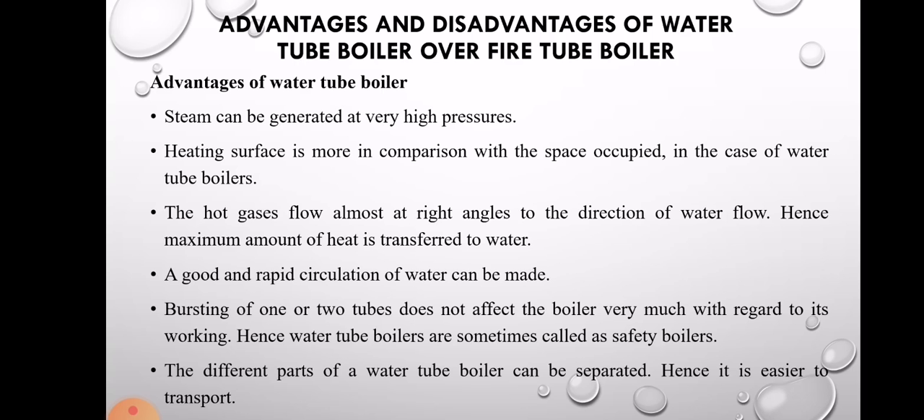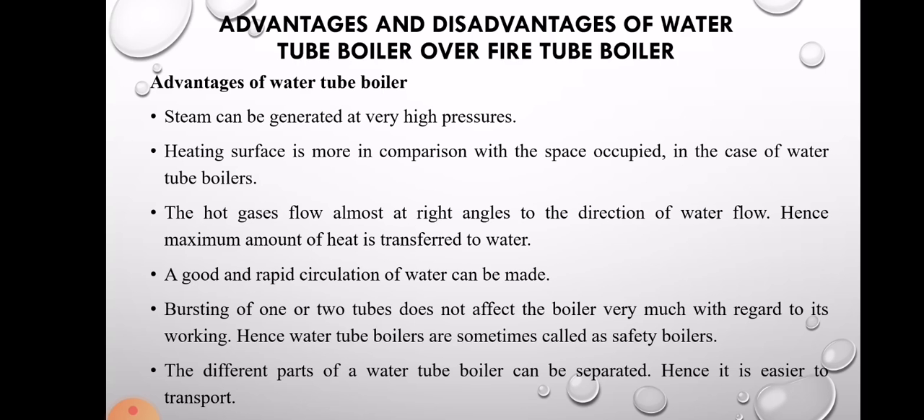There is a good and rapid circulation of water. Then since there are several pipes, if one or two pipes burst, then it doesn't affect the overall working of the boiler. And the entire assembly of the inclined water tubes and the steam drum, that is the drum which is at the top, these are two separate parts which are connected by the uptake header and the downtake header and so on. So since these are independent parts, transportation of such boilers becomes much easier.